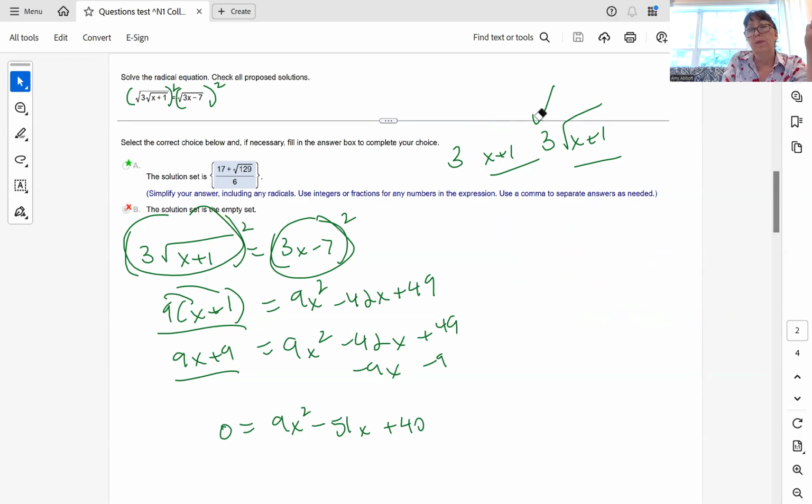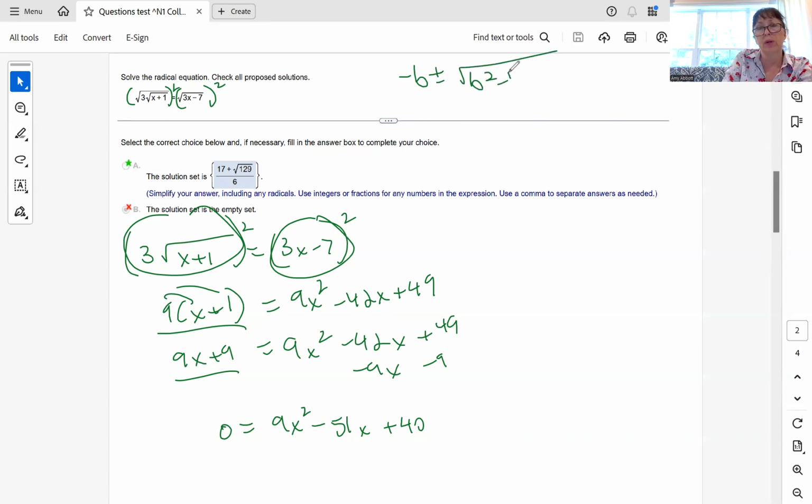Then you could factor it or you could graph it, see where it crosses the x-axis. Since they want the answers as a radical, you can't really graph it to see where it crosses the x-axis. What you're going to do is get decimals, which they didn't want. They want radicals. So you're going to have to use that quadratic formula, negative b plus or minus radical b squared minus 4ac over 2a.